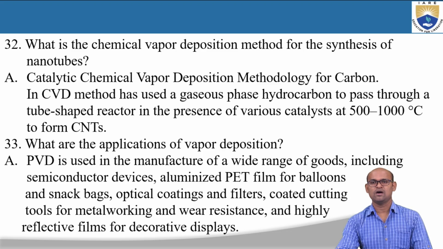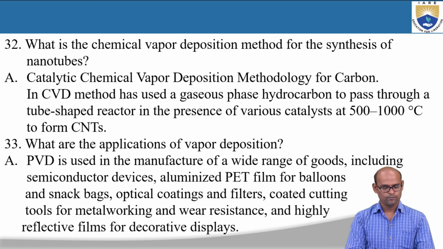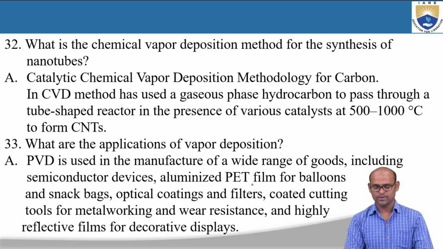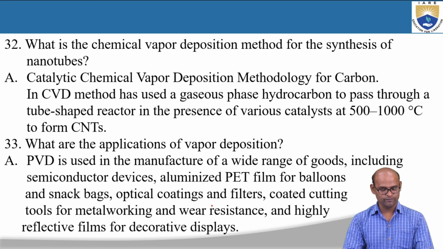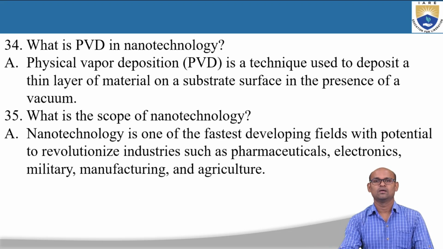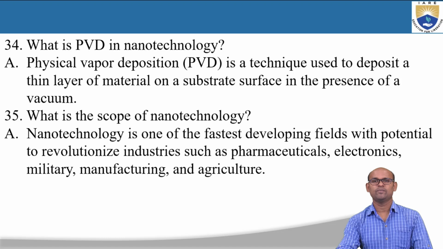What are the applications of vapor deposition? Physical vapor deposition is used in the manufacture of a wide range of goods, including semiconductor devices, aluminized PET film for balloons and snack bags, optical coatings and filters, coated cutting tools for metalworking, and wear resistance and highly reflective films for decorative displays. What is PVD, physical vapor deposition in nanotechnology? It is a technique used to deposit a thin layer of material on a substrate surface in the presence of a vacuum.